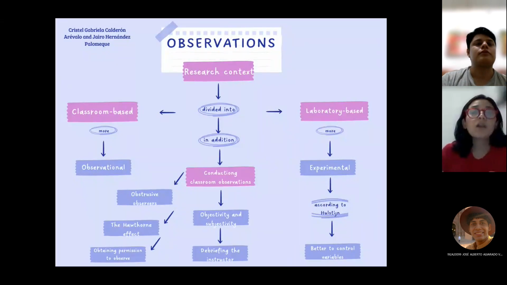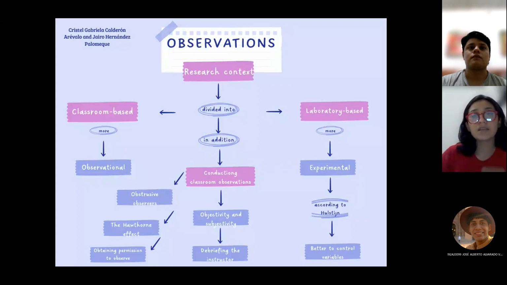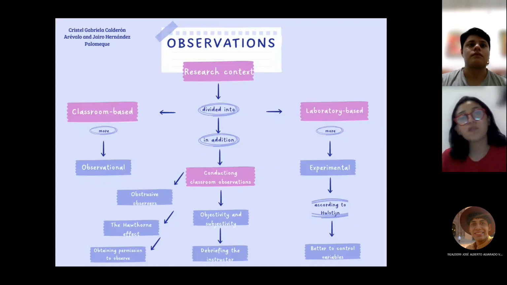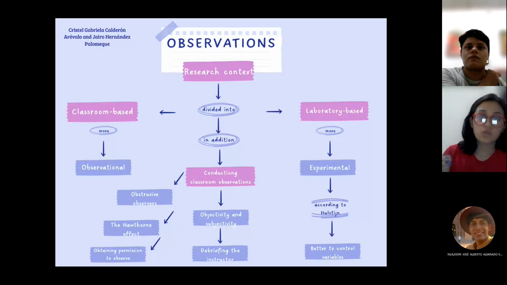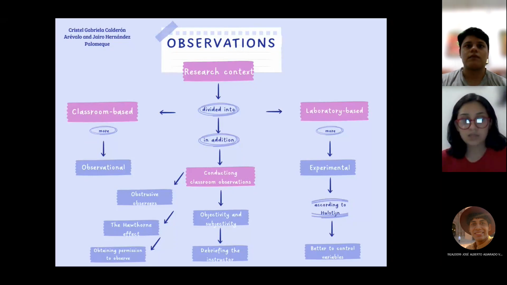And today we are going to talk about this new topic, which is observation. Remember, when you want to write a literature review or a research proposal, you need to think about the context and what would you like to do? What would you like to write, investigate, and those things.